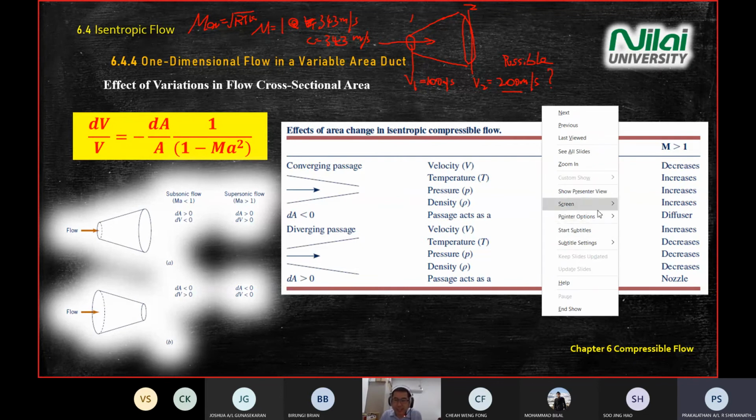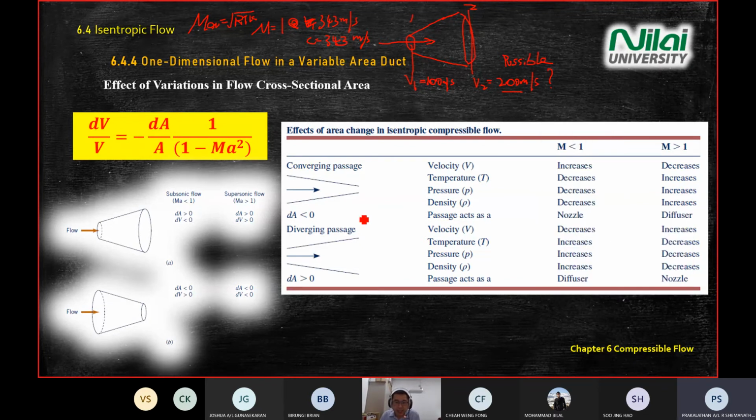And why? It is not possible because the Mach number we are calculating with the Mach number. It is less than 1, so it is subsonic. If it is subsonic, the velocity decreases. It won't increase. Correct.